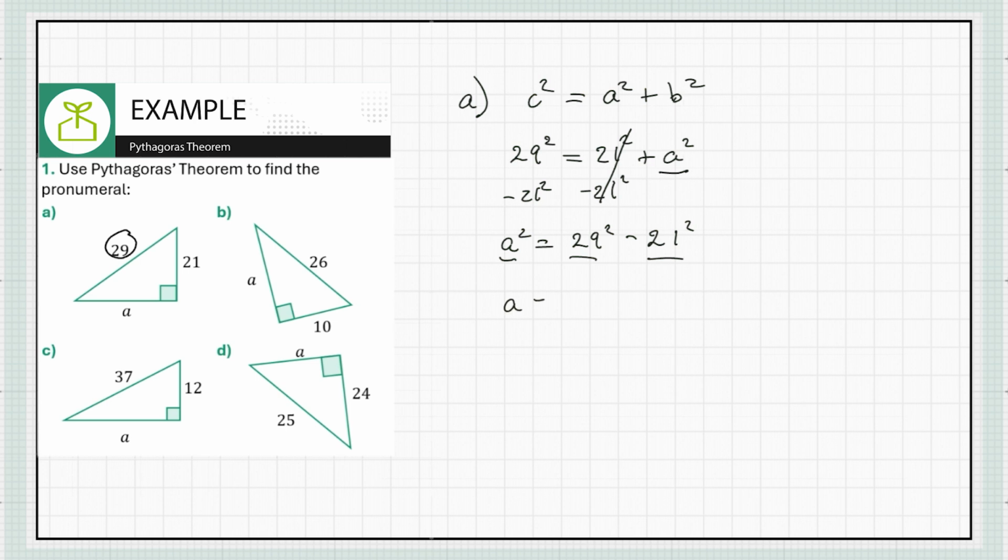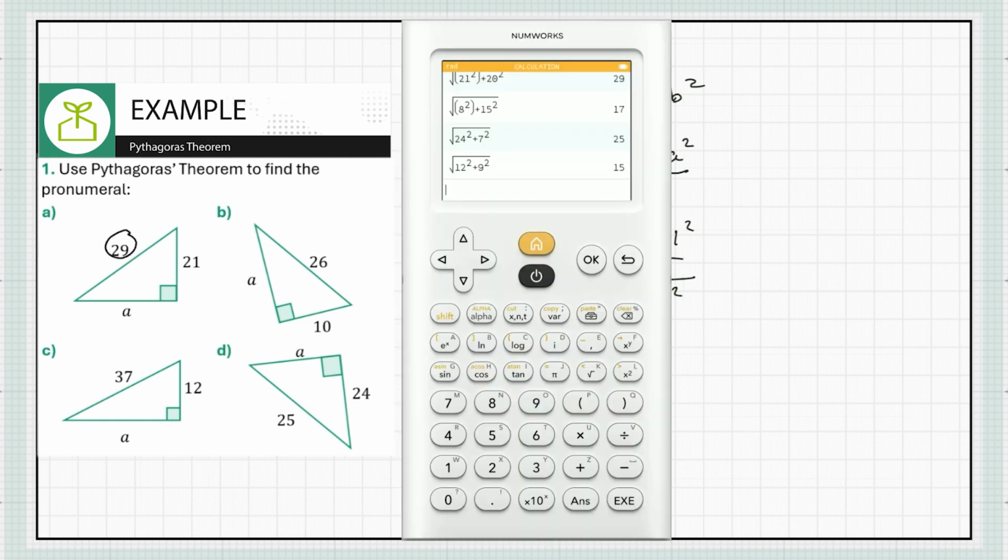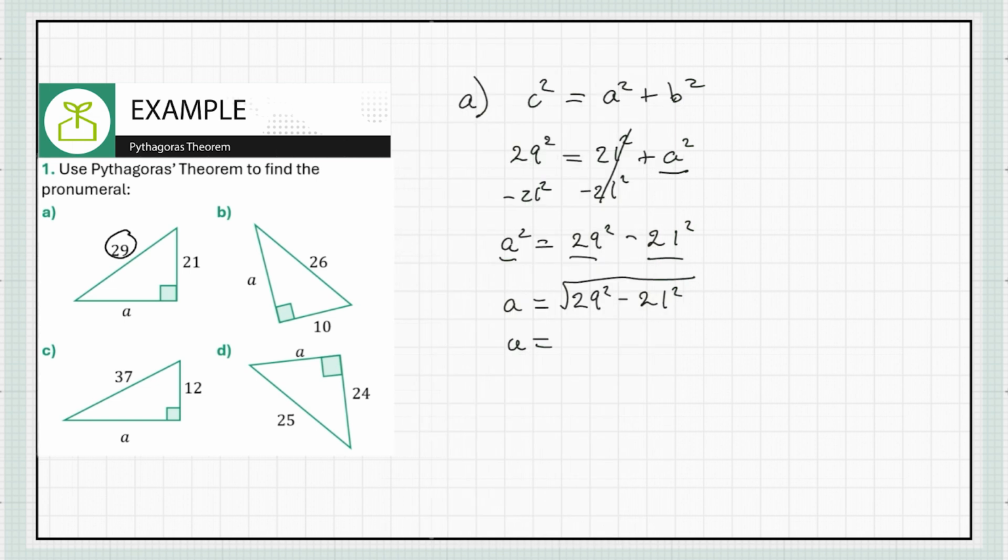Right, that means that a is going to be equal to the square root of 29 squared minus 21 squared, and you can put that straight into your calculator. So a will be equal to the square root of 29 squared minus 21 squared. Then just hit execute and the answer is equal to 20. So a is equal to 20.